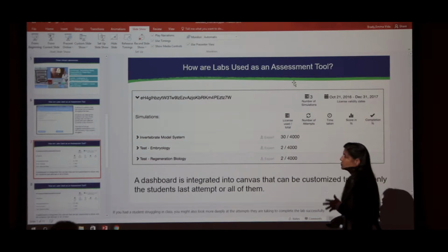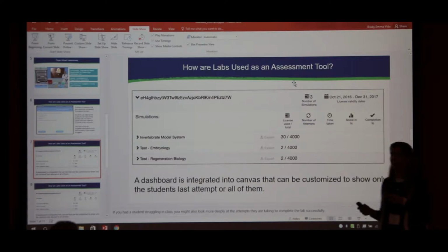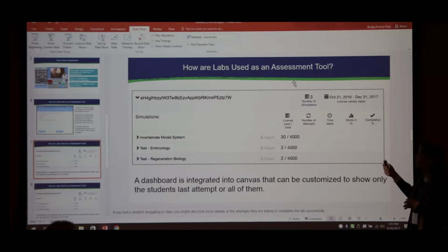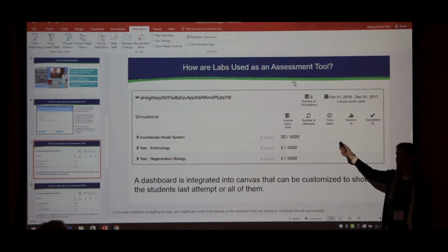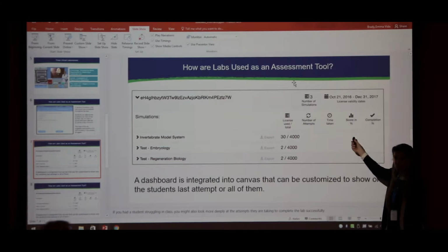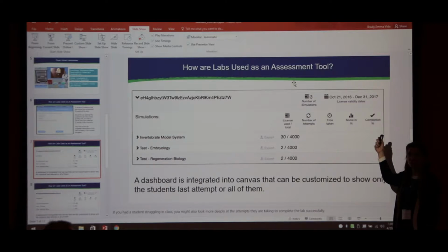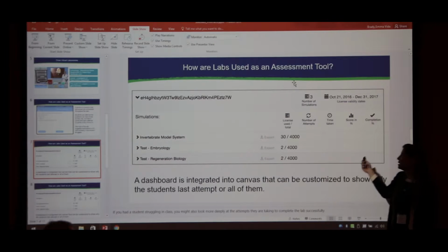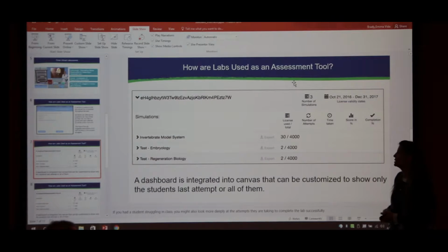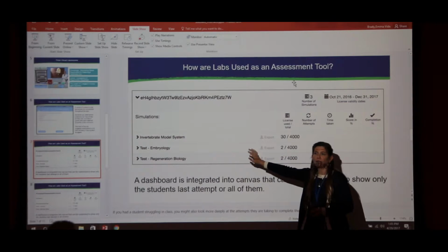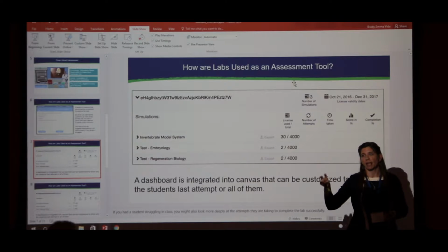And in Canvas, there's an unpublished dashboard module that allows the instructor to see how many attempts have been made, how long they spent in those attempts, what the percentage score was, and how much they completed for each of those attempts. And if a student is an A student and they're doing well, you really don't need to look into that. But if you wanted to get more granular about each student, you can look at each student's behavior.